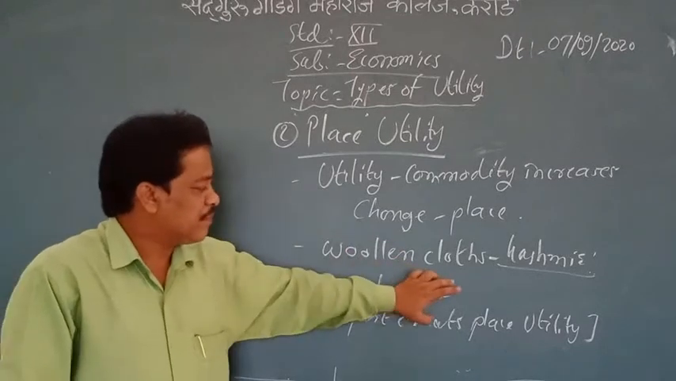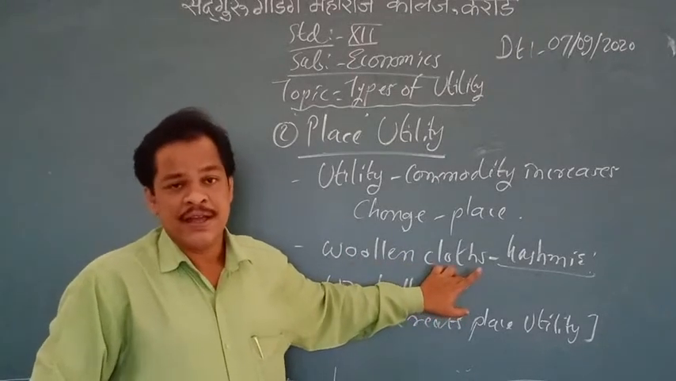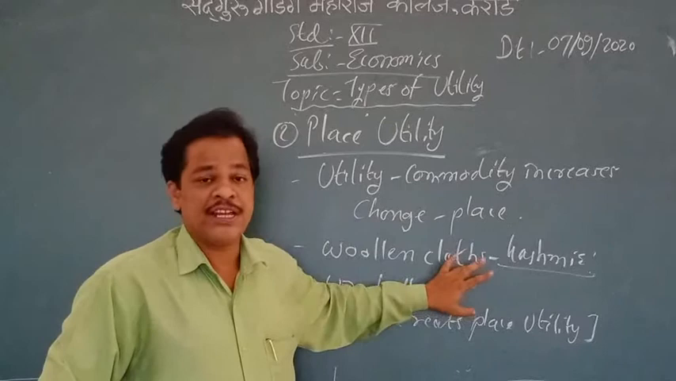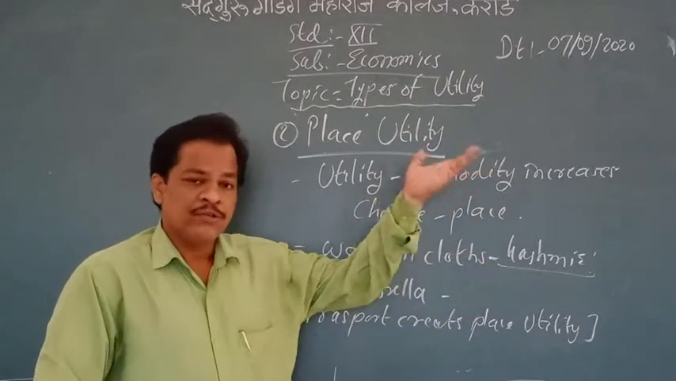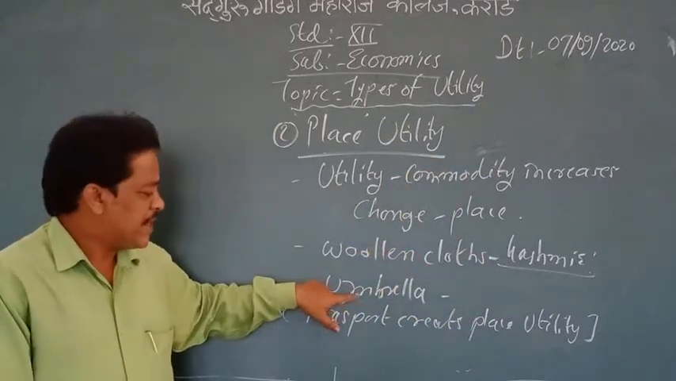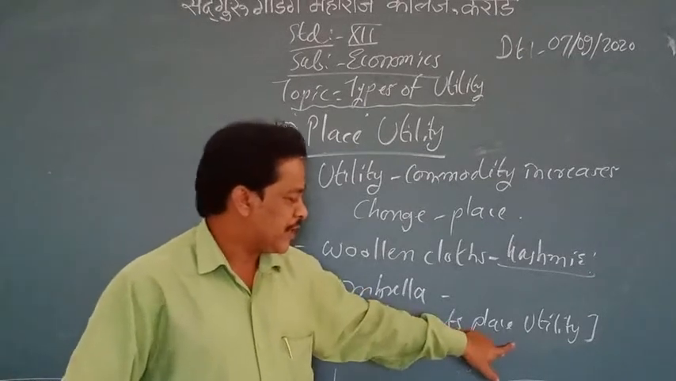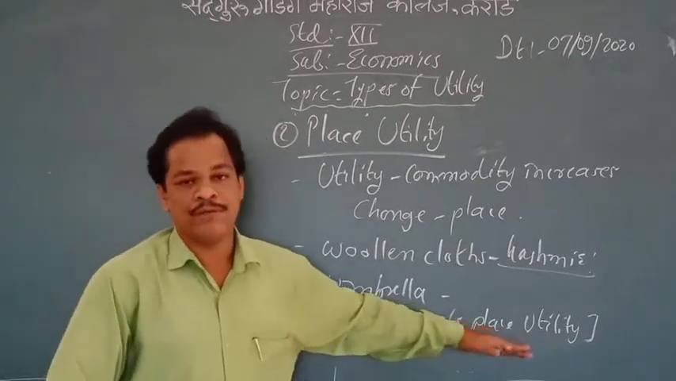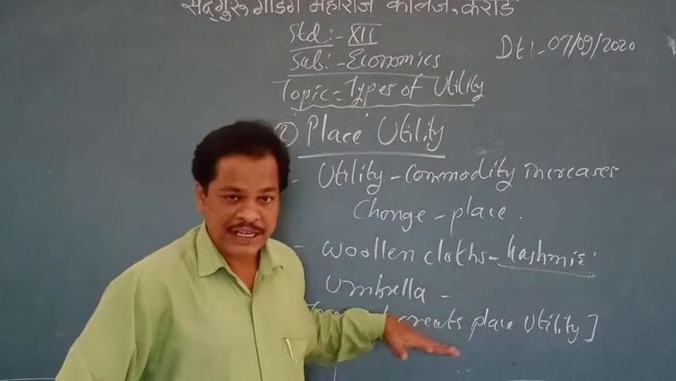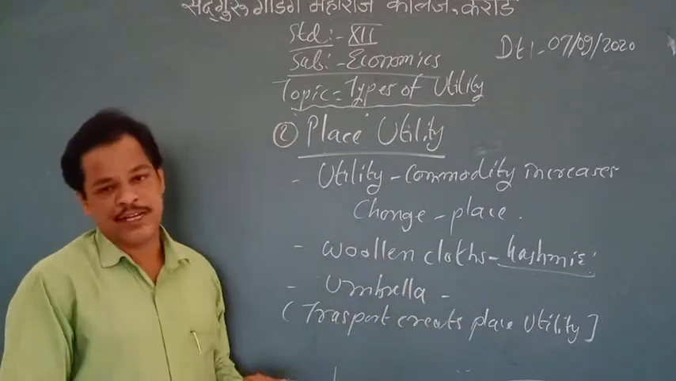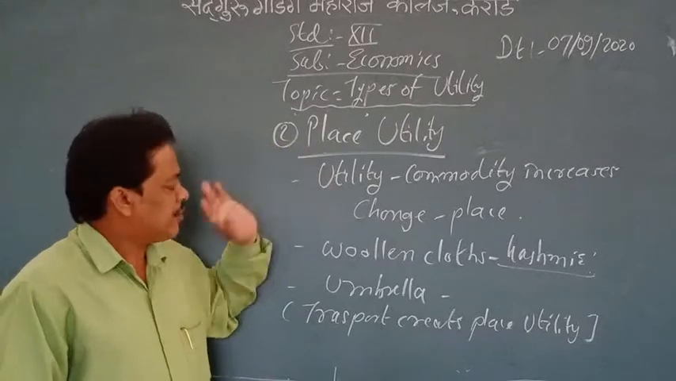I will give another example about medicine. If one patient requires some kind of medicine and the medicine is not available, then with the help of transport, the patient can get that medicine. So transport creates place utility. If transport is absent, there is a problem for place utility. So try to understand this condition. Transport creates place utility. It is called place utility.